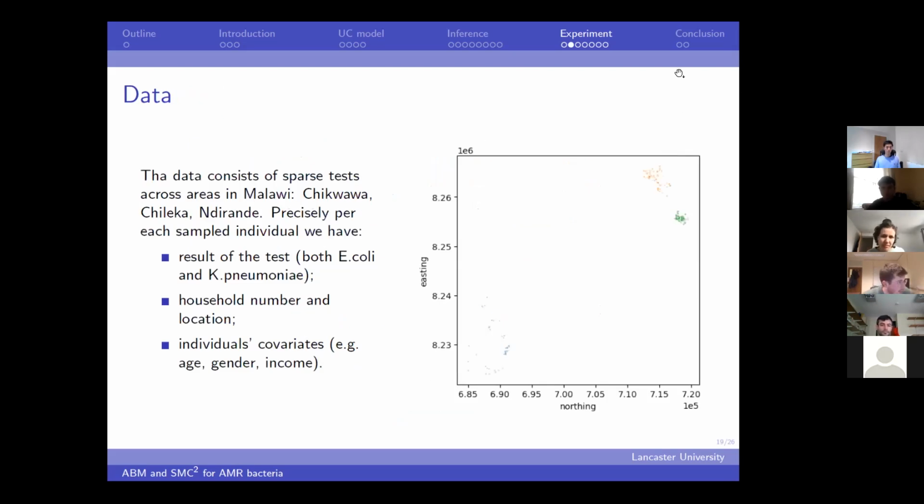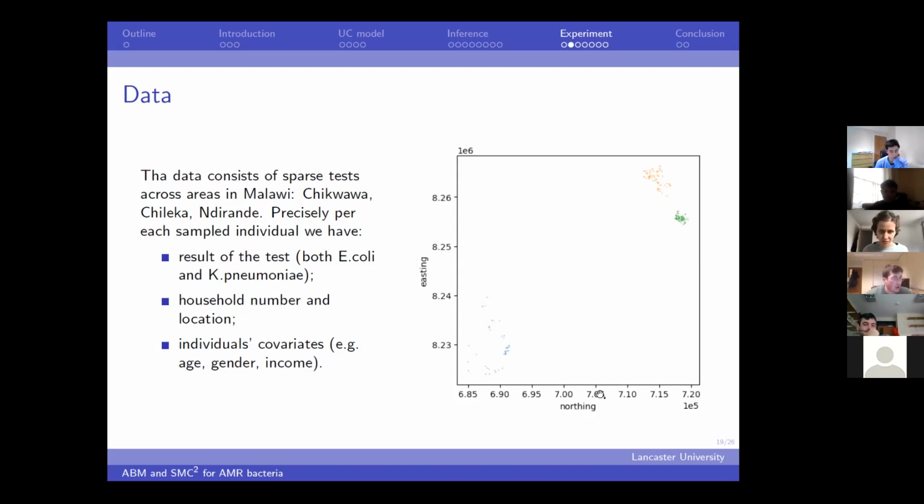So let's talk again about the data, just to make sure that you understand the kind of data set that we have. As I said, we have some data from this African country, Malawi, and precisely we have three areas of study, which are Chichiri, the blue one, Chileka, the orange one, and Indirandi, the green one. Each data point consists of some test results on both the bacteria, E. coli and Klebsiella pneumoniae. Of course, we have a household number for each individual, telling us which individuals are in the same household, and a location, which locates the household in space. And of course, also some individual covariates, and in particular, we focus on age, gender, and income.